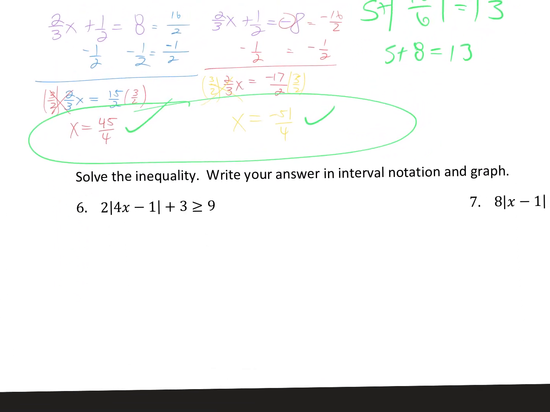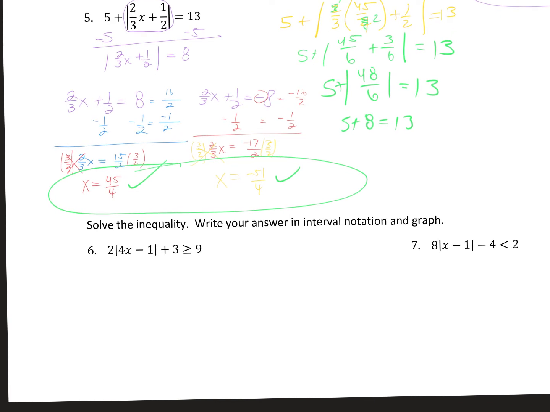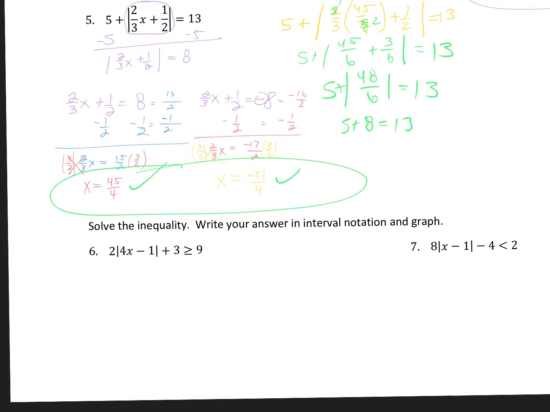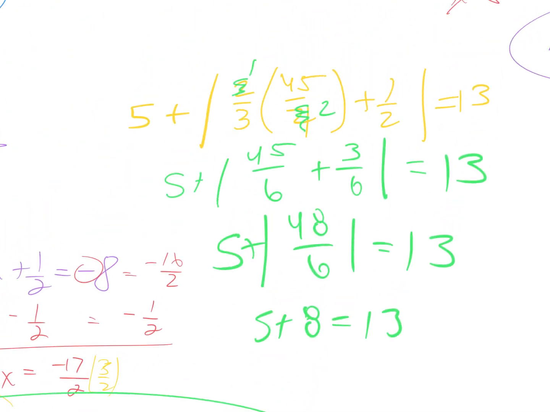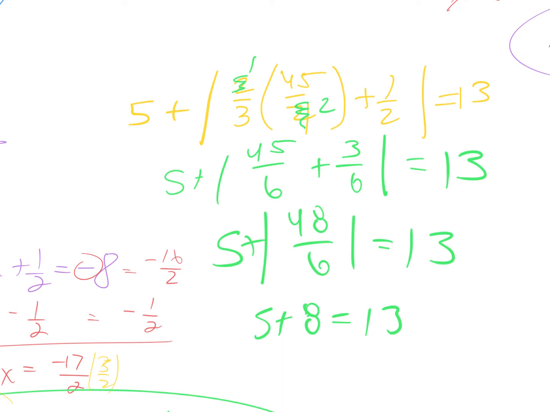Same kind of process, but, what'd you say? Why'd you make it a 1 over 3? Where? When you multiplied it by 45 over 4? It was a 2 over 3. Because this was a 2, and this was a 4. So I said 2 goes into 2 one time, and then 2 goes into 4 2 times. I just simplified inside. Good question.